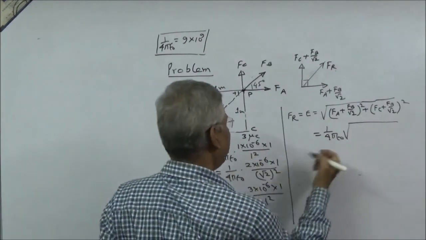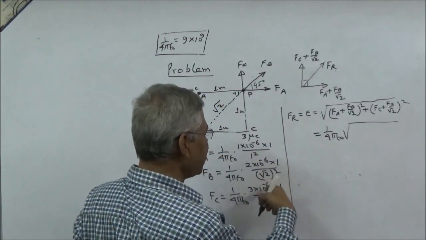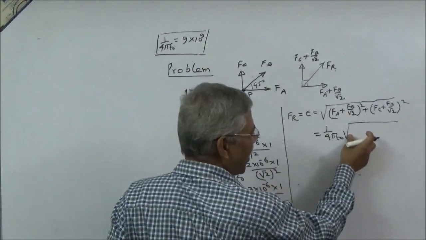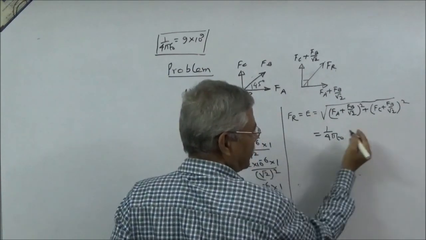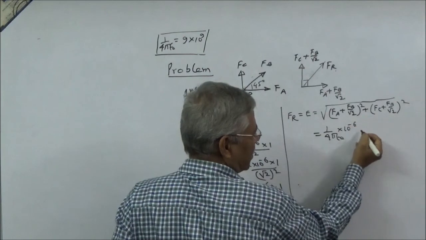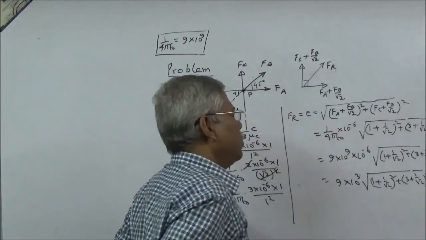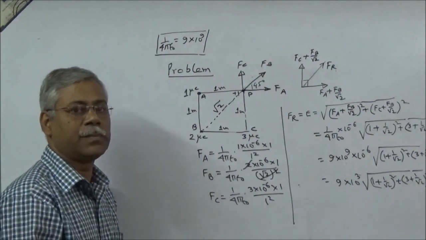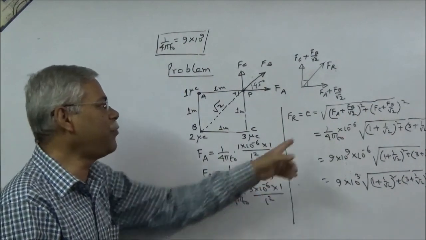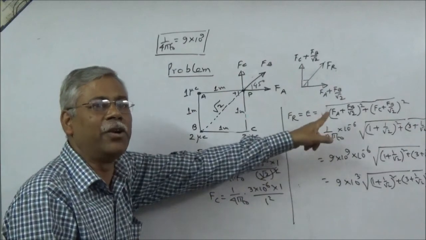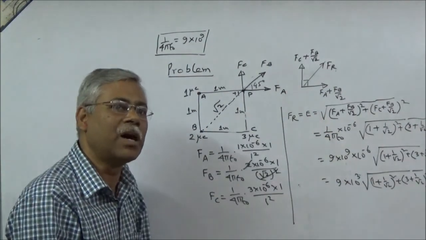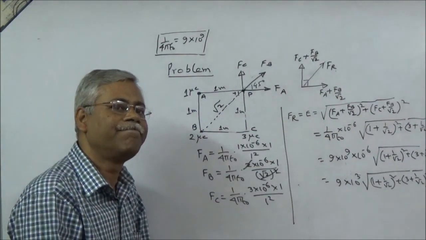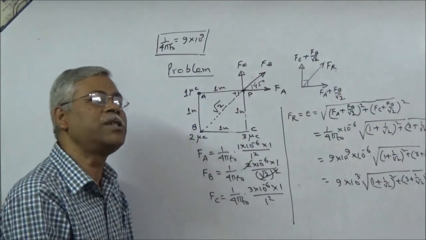Root over. This is how much? 10 to the power 6, 10 to the power 6 also, 10 to the power minus 6. So 10 to the power minus 6 also can be written outside. Then root over. So 1 by 4 pi epsilon naught written outside, 10 to the power minus 6 also written outside. The resultant force equals the intensity.